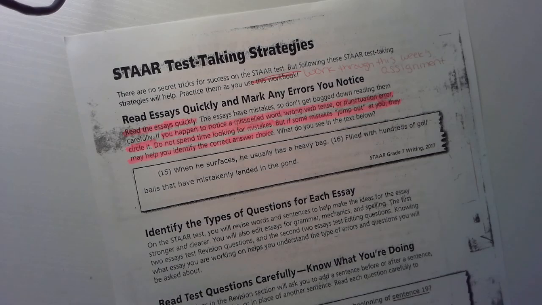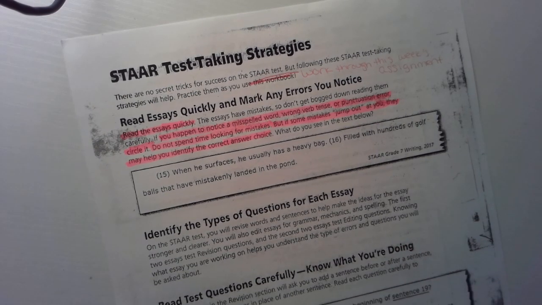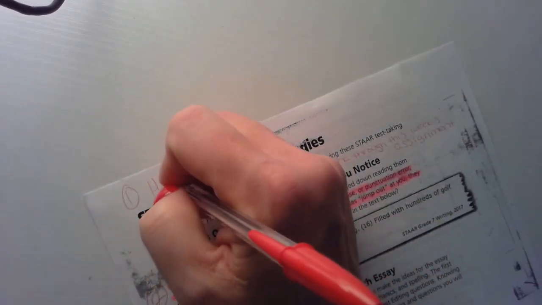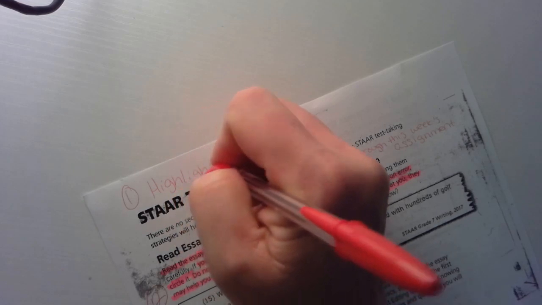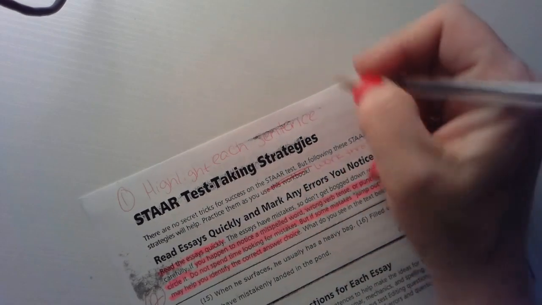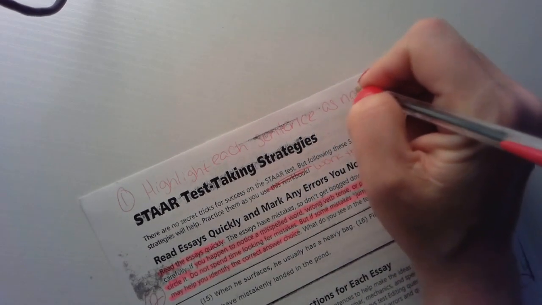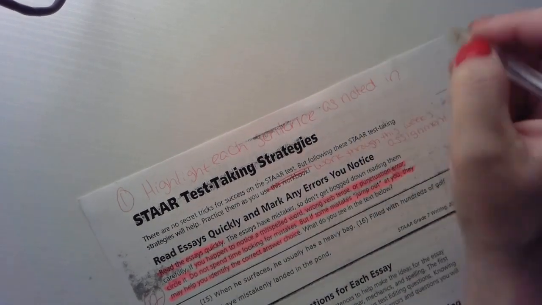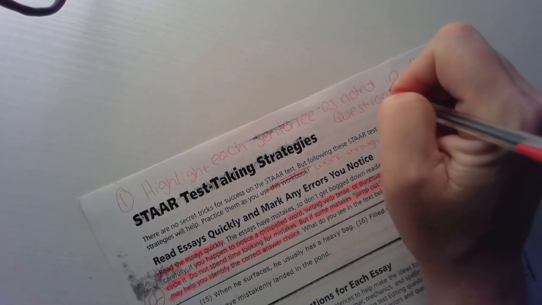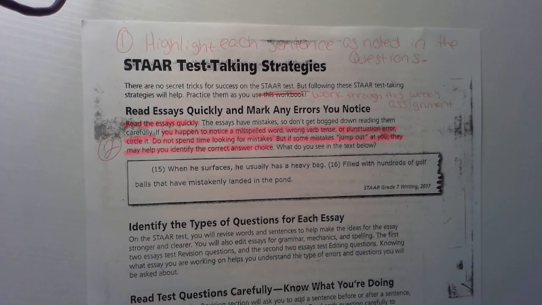All right. Step 3. Here, I want you to put next to your paper step 2, because what was the first one? Step 1 is highlight each sentence as noted in the questions. That's step 1. Step 2, okay? Now, step 3.